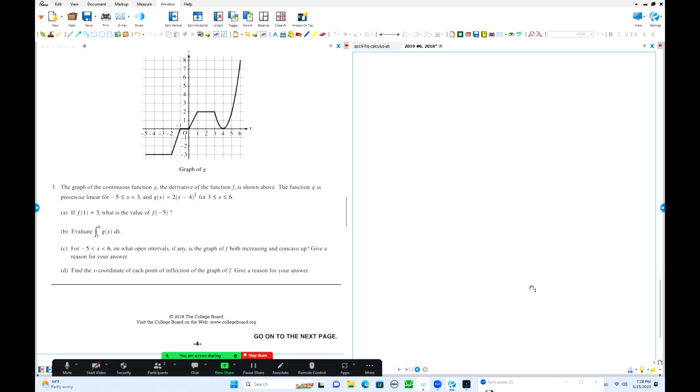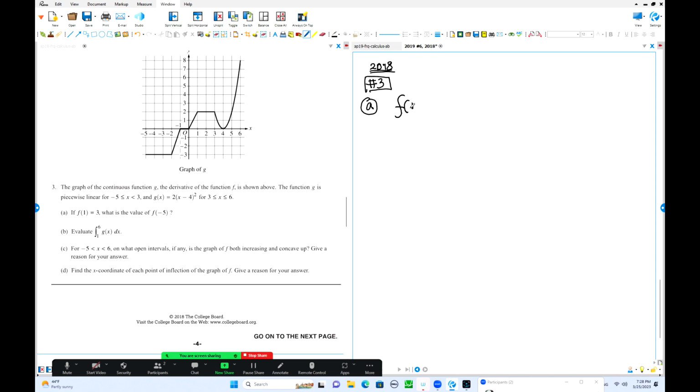All right, number 3. This is 2018 free response, number 3. The graph of continuous function g, the derivative of function f, is shown above. The graph of g is a piecewise linear function, up to 6, and another one is a quadratic graph, the equation is given: 2 minus (x minus 4) squared. Let's try number 1 there.